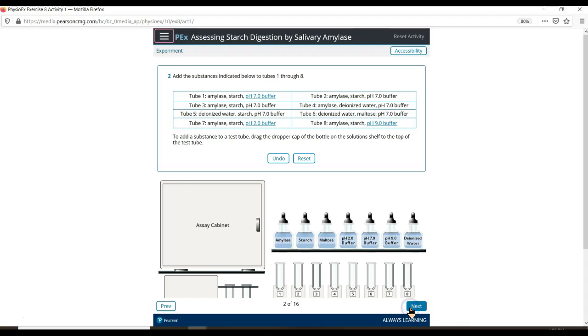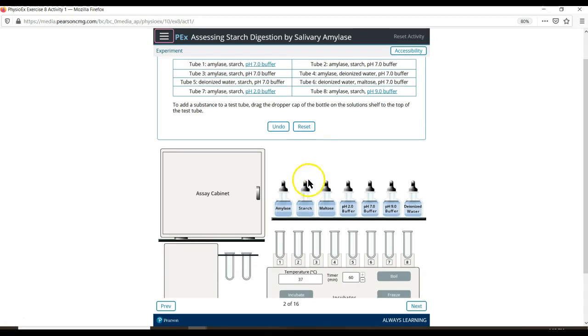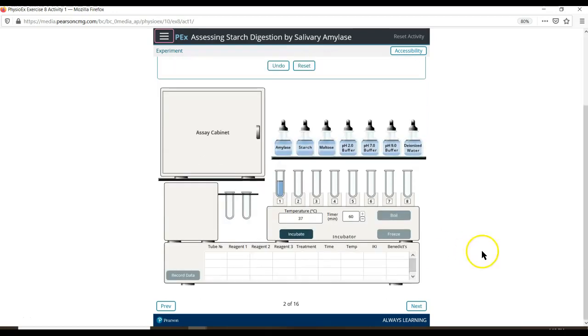So you do that, you hit next. And then it tells you everything to do down here. So you're not doing drop next, drop next. It says tube 1, add these 3 things: amylase, starch, pH 7 buffer. So you go amylase, starch, pH 7 buffer. And then you'll do tube 2, 3, 4, all the way up to 8. And it'll tell you to boil 1, freeze another, then do the incubation, and then you'll get your results.